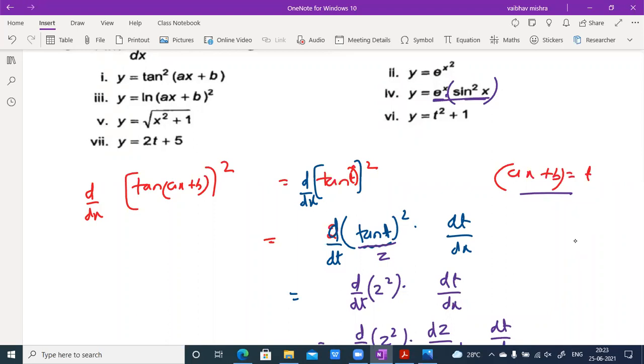ठीक है, तो बाकी तो इजी है। I think x square plus 1 को t ले लेंगे, इसमें e^x into sin square x. 6 and 7 are straightforward. 6 will be 2t and 7 will be 2 only. Right, so there are a few more questions.